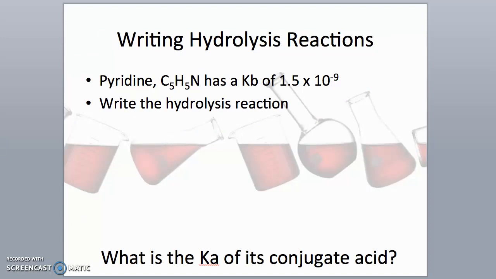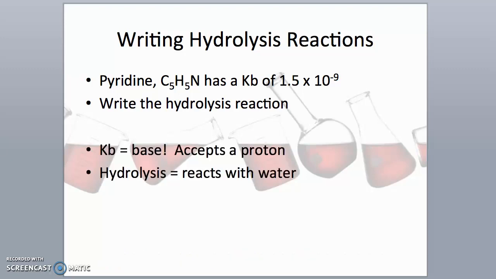This problem has two questions. First, we're going to write the hydrolysis reaction, and then we're going to use the relationship between the equilibrium constants for conjugate acid-base pairs to solve for the Ka. I've got some thoughts here. So first, hydrolysis means reacts with water, but what we need to know is if pyridine is an acid or a base so that we can write this reaction correctly.